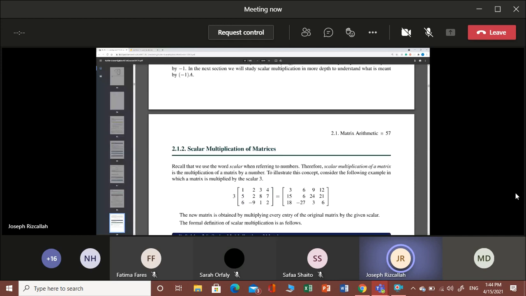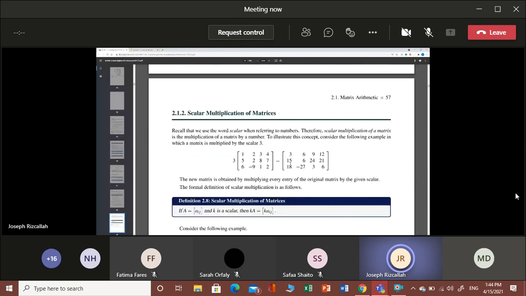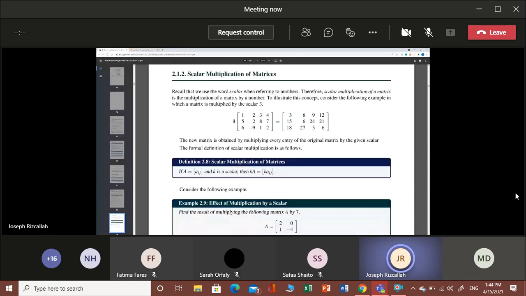And that's it. So again, it's a multiplication of all the entries by the scalar. This number is usually called the scalar. So we just multiply every entry in the matrix by the corresponding scalar. Okay? And that's how we define it.